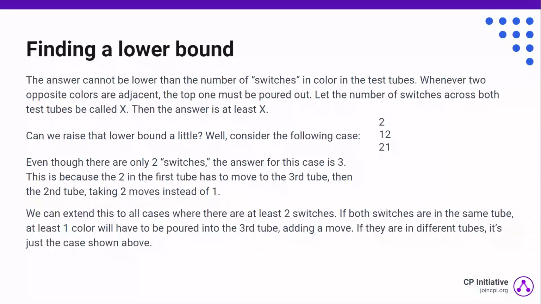If we do a little tinkering around, we can find that we can actually raise the lower bound a little bit. Let's consider the case to the right. Our test tube has size 2, and the first one is colors 1 2, and the second is 2 1. So no matter what we do here, we can't actually get better than 3 moves. We're gonna have to move one of them into the third test tube, no matter what. Even if there are only 2 switches, the answer is going to be 3, because let's just say we move the sequence 1 3 and then 2 1 3 2. The 2 in the first test tube has to move into the third tube, and then it has to move back to the second tube later, so it takes 2 moves instead of 1.